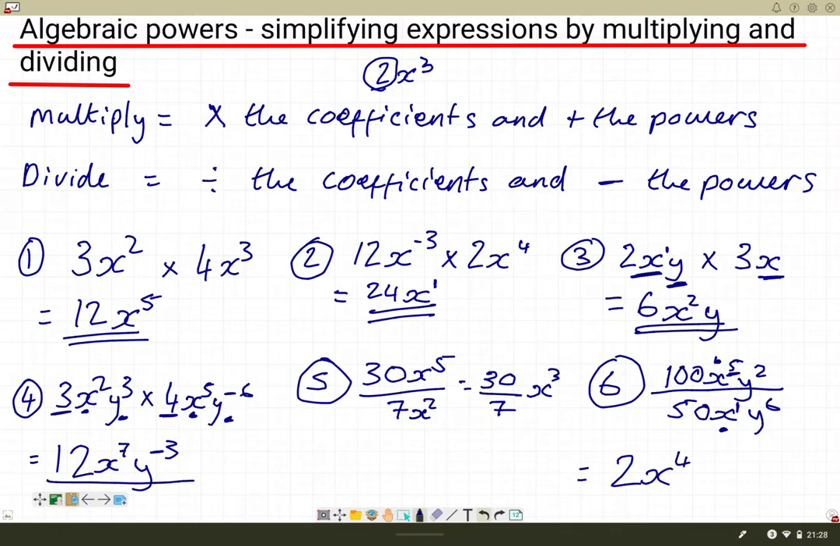Now let's do the y. So I have y to the power of 2 divided by y to the power of 6, which gives me y to the power of negative 4. Okay, guys.